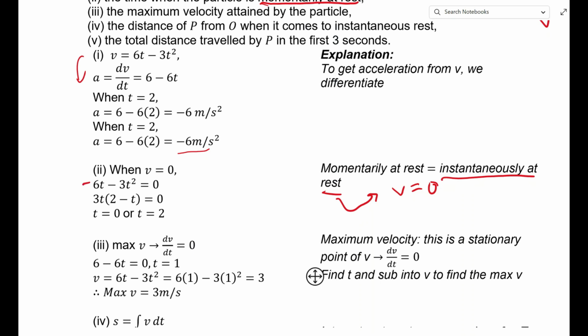You will factorize out 3t. So 3t will be outside the bracket. Then inside the bracket, you'll be left with 2 minus t equals 0. Afterwards, you will get 3t equals 0 or 2 minus t equals 0. Therefore, you will end up with t equals 0 or t equals 2.